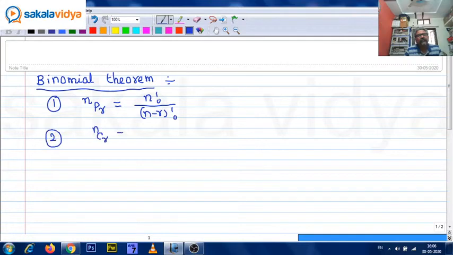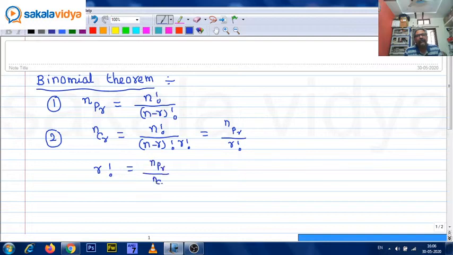This is the number of combinations: n factorial by (n minus r) factorial into r factorial. Otherwise we can write nCr equals nPr by r factorial. Or we can write like this, r factorial is equal to nPr by nCr. This is a relation between permutations and combinations.